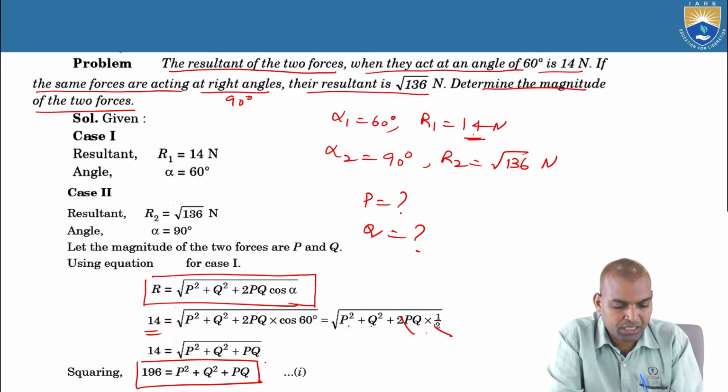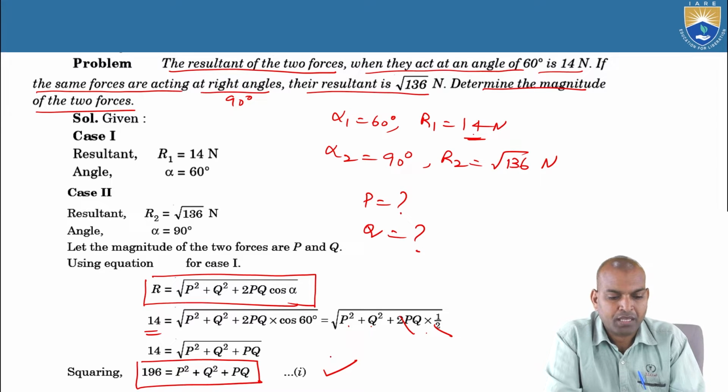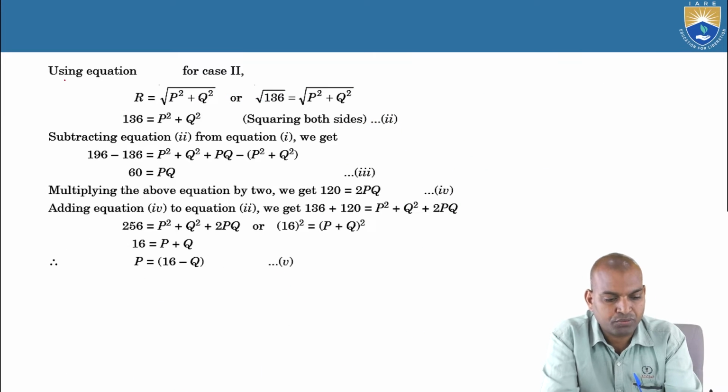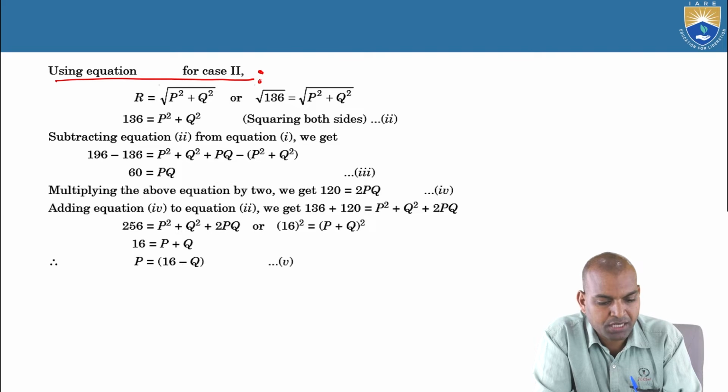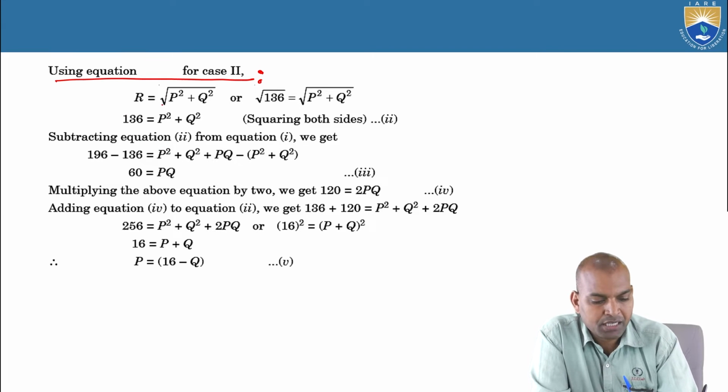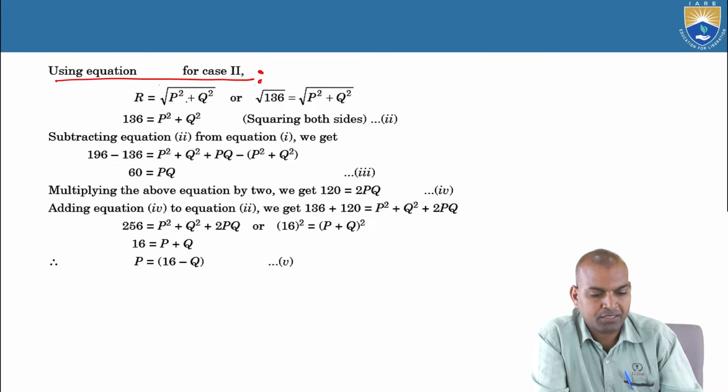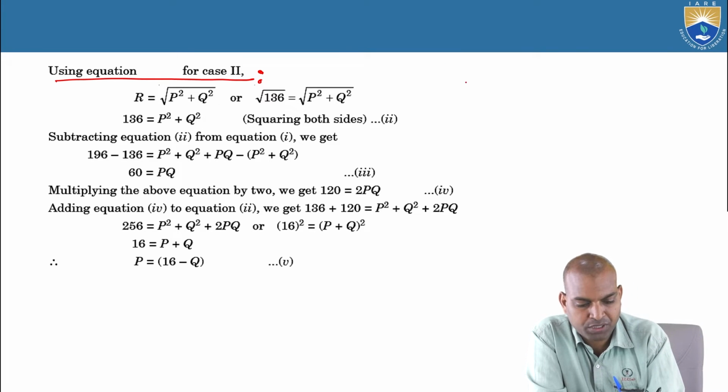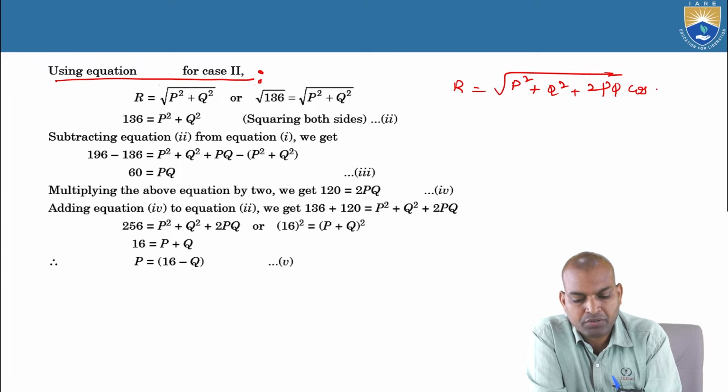That is the case 1, equation 1. The next, case 2. Using the equation for case 2, how does R become equal to the square root of p square plus q square? Let us consider, what is case 2 here? For case 2, the first derived expression is R equals the square root of p square plus q square plus 2pq cos alpha.